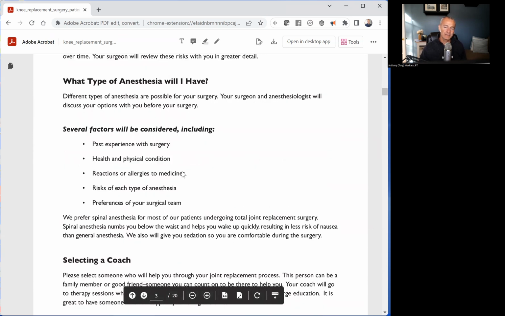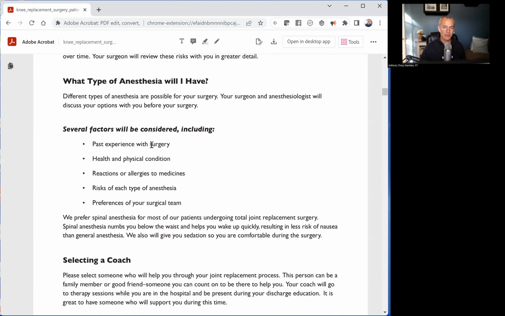So every surgeon, every surgical team is going to have their own approach to anesthesia. You want to talk to your surgeon. Here is the information from Johns Hopkins. So several factors that they're going to be considering include past experience with surgeries. I know that when my wife goes under anesthesia, it takes her longer to respond to the medication than other patients. So she's had to wait or talk and communicate with the anesthesiologist to let him know, hey, I'm not ready for this yet. I can still move my legs, kind of thing. So everybody's going to be a little different.